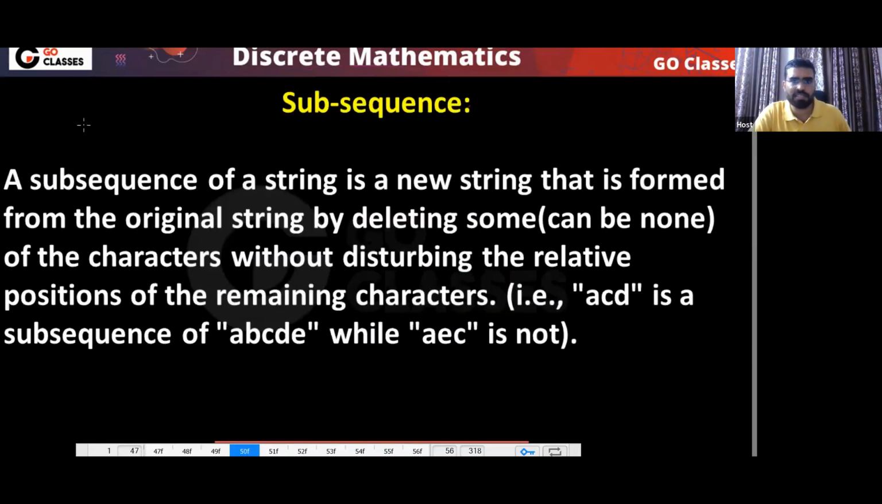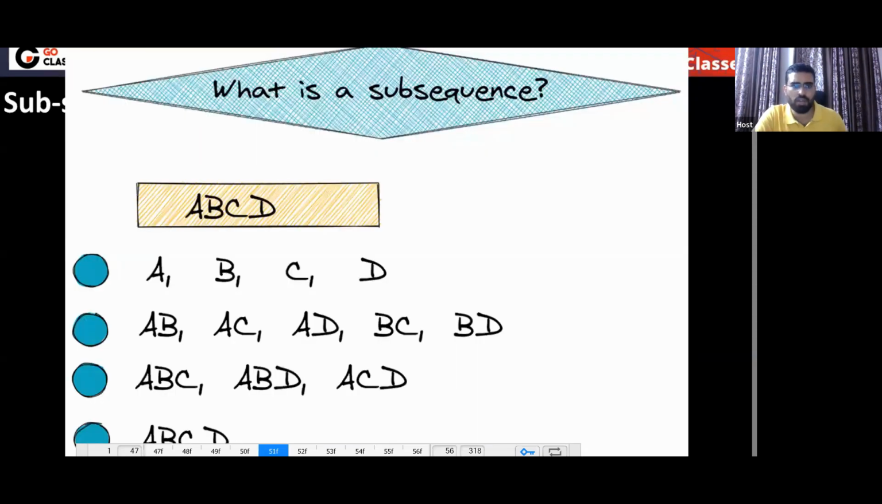What is subsequence? Let's understand. You have a string. From this string, you can delete 0 or more elements. For example, if I delete this and this, then I will get ACD. So I can say ACD is a subsequence. But can I get AEC? If I delete some elements, can I get AEC? No, I cannot get AEC. So this is the idea of subsequence.